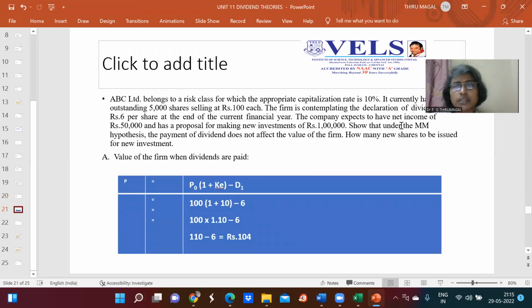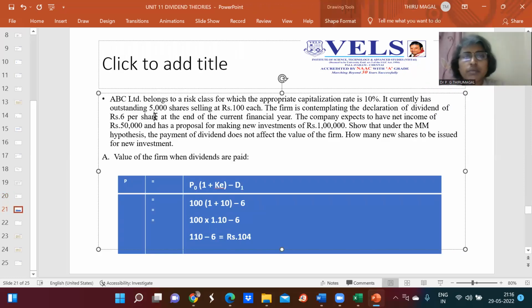Now let's take up this problem. ABC Limited belongs to a risk class for which the appropriate capitalization rate, that is the K value, is 10%. It currently has 5,000 outstanding shares, selling at rupees 100 each. The firm is contemplating the declaration of a dividend per share of rupees 6.